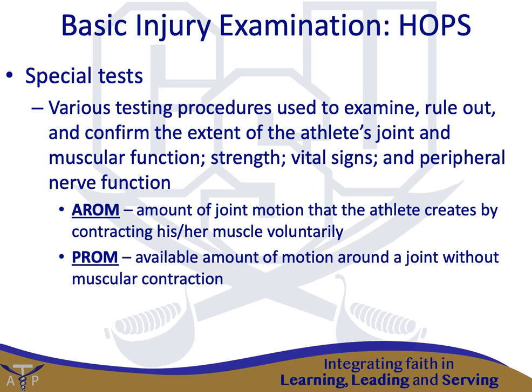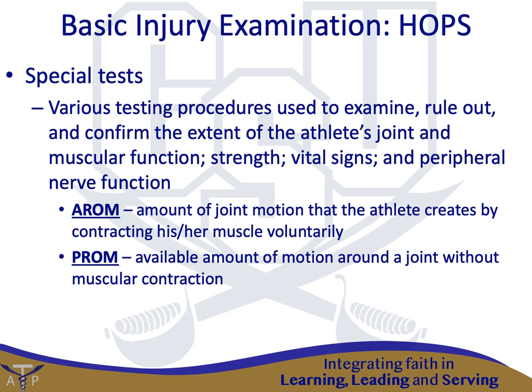Lastly, we have special tests. Special tests are various procedures that we use really to rule out or confirm what we have already found in our history, our observation, and our palpation aspect. In athletic training, throughout these first 3 steps, we should really know what the injury is. And special tests, like I said, they're really used to confirm and rule out other potential injuries.